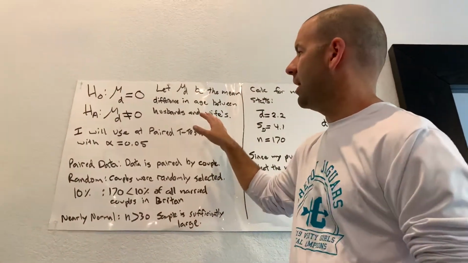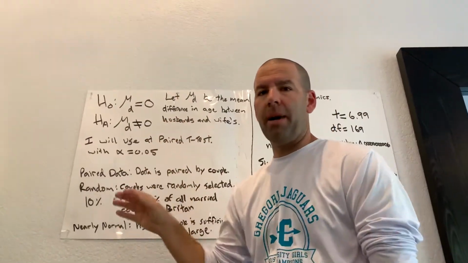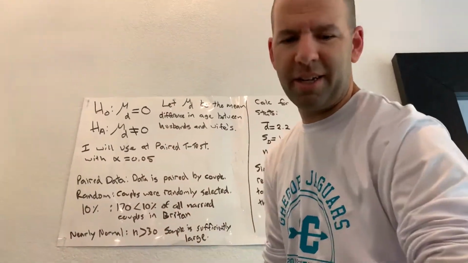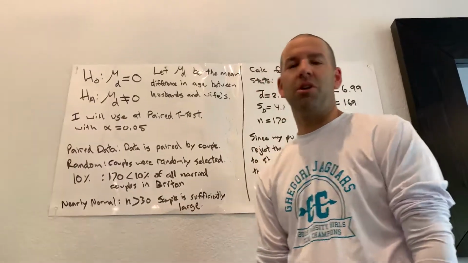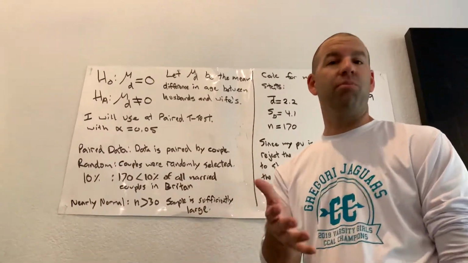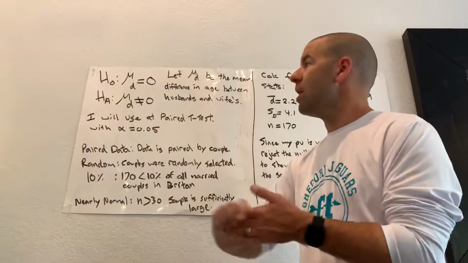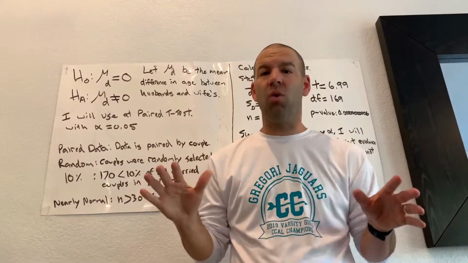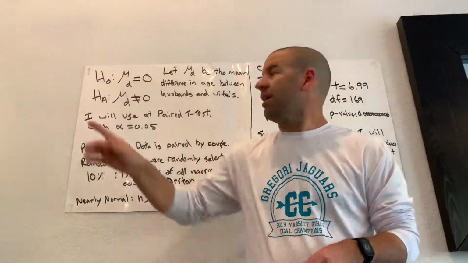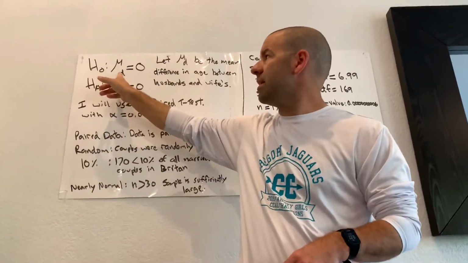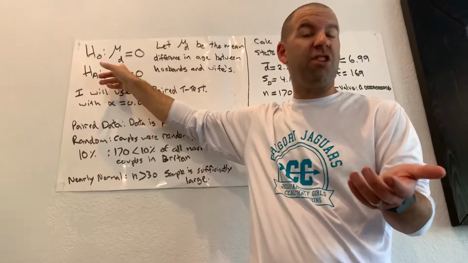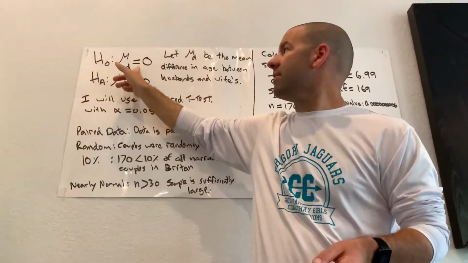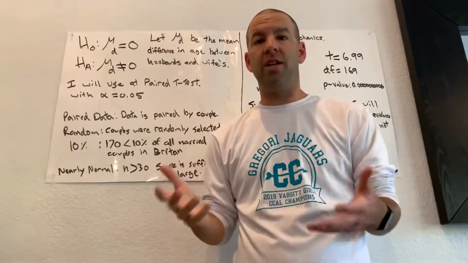This was some data that was in your book about husbands and wives in Britain and their age difference. Okay, so what's the null? The null is going to be the same in every single one of these paired t-tests. You're going to write down that the mean sub d, which the d stands for difference, the mean of the difference is equal to 0. You assume there is no difference.